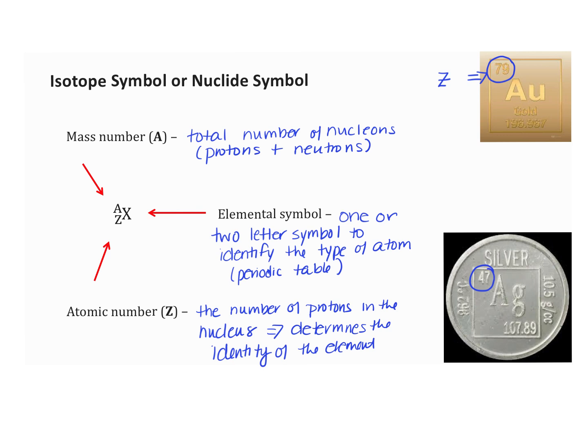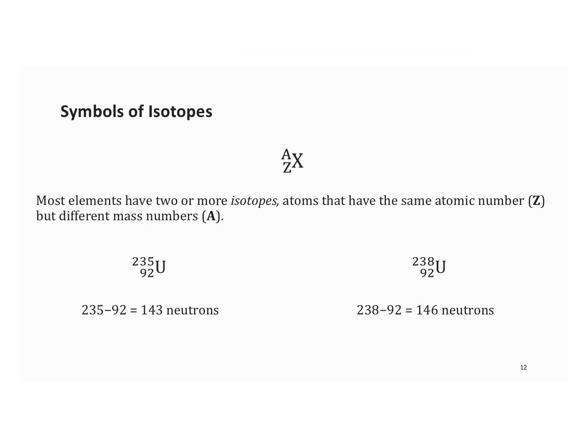Here in silver, it's 47. So on the periodic table that I'll give you, you will see that number in the top left corner. And so that's how we can tell the number of protons. And what that really means is that every silver is going to have 47 protons, and every gold is going to have 79 protons. But what we do know is that gold can have a different mass number because there are different isotopes. Okay, so let's look at that a little bit in more detail.